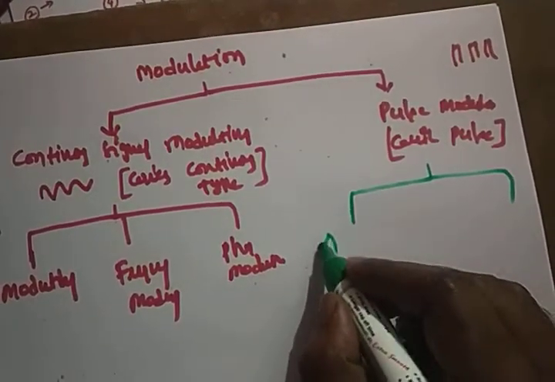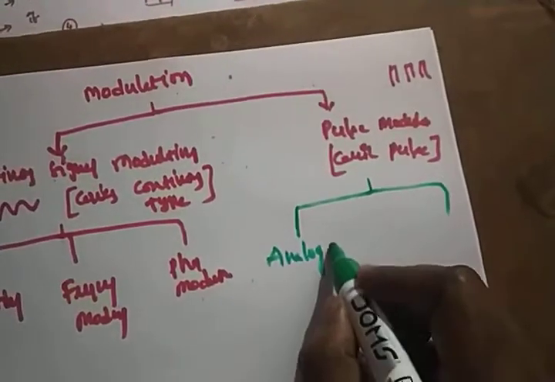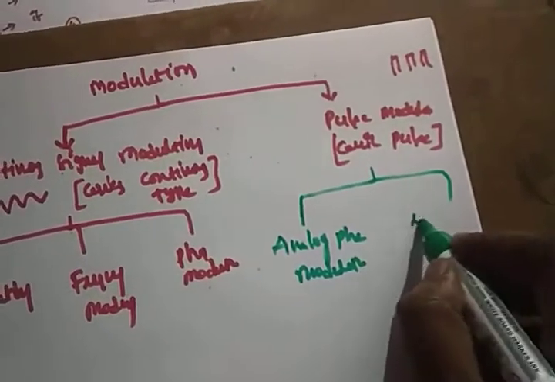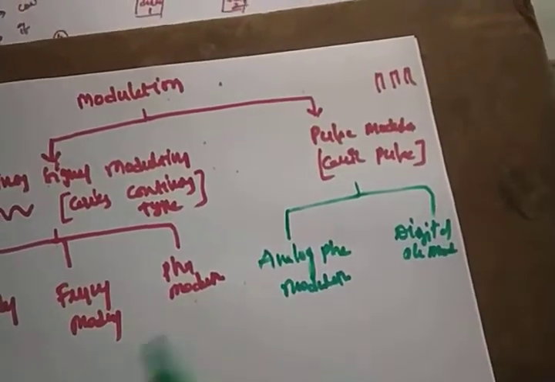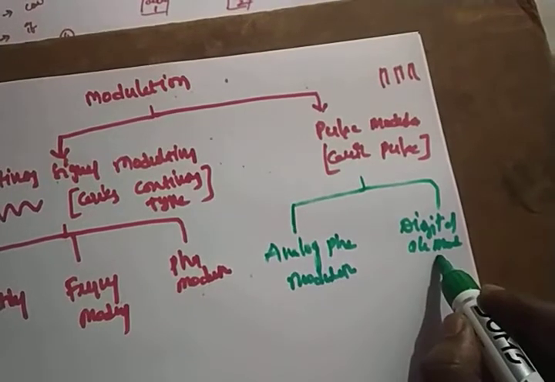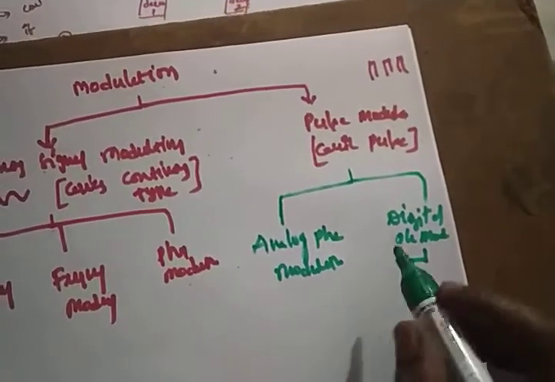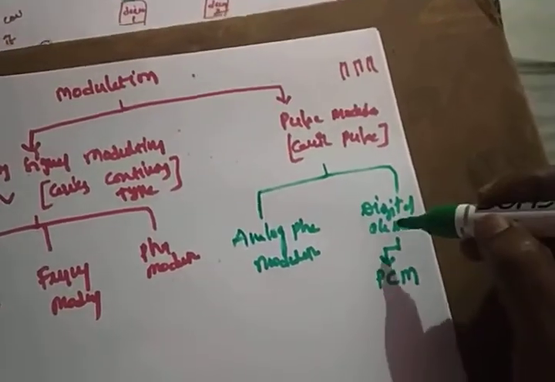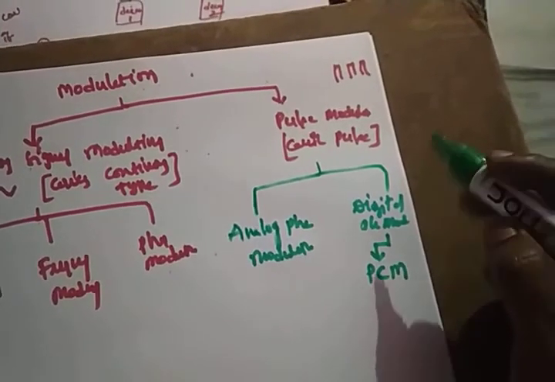The first one is analog modulation, analog phase modulation, and digital phase modulation. The digital modulation is further classified into one type, that is called pulse code modulation.